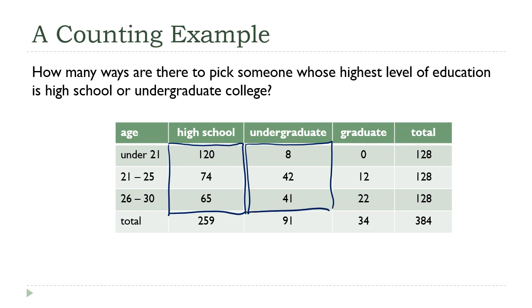So this is really a classic addition rule situation. How many different ways can I do this? Well, I'll add up the sizes of the individual subgroups, and that gives me a total of 350 ways to do this. Okay, straightforward application of the addition rule.